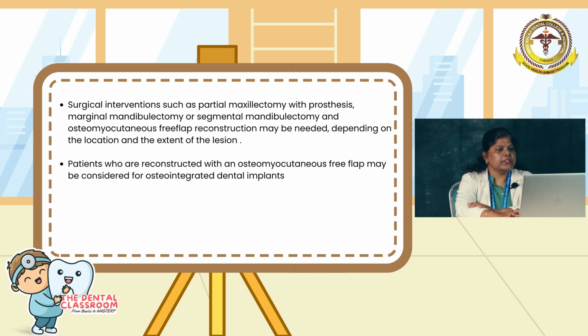Surgical interventions such as partial maxillectomy with prosthesis, marginal mandibulectomy or segmental mandibulectomy and osteomyocutaneous free flap reconstruction may be needed, depending on the location and the extent of the lesion. Patients who are reconstructed with an osteomyocutaneous free flap may be considered for osteointegrated dental implants.